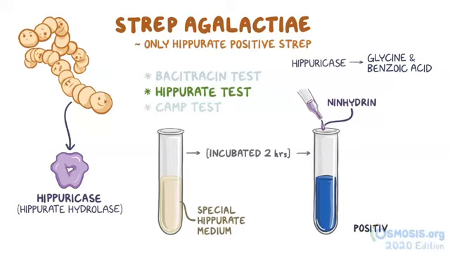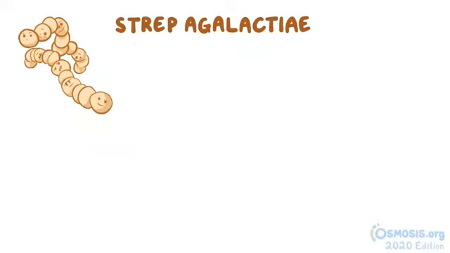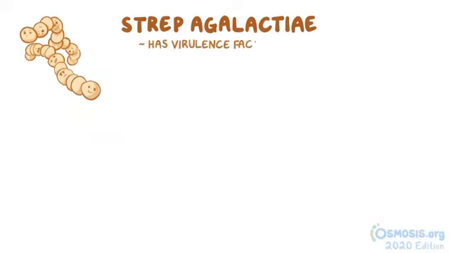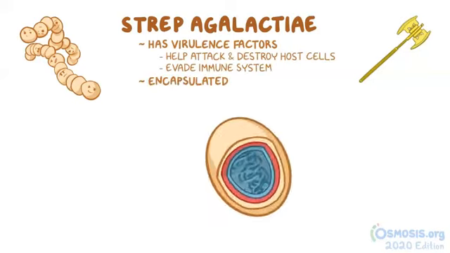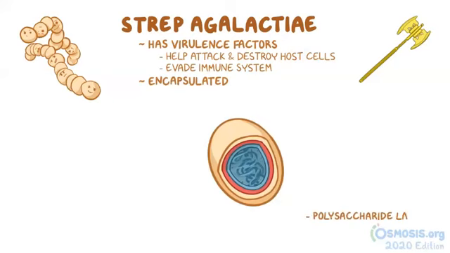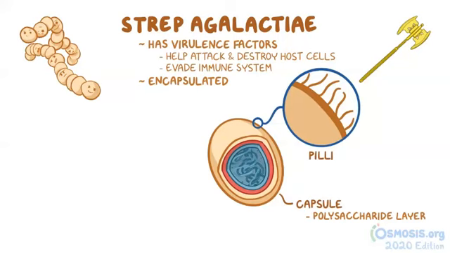deep blue, or positive. Alright, now Strep agalactiae has a number of virulence factors that are assault weaponry and help it attack and destroy the host cells, and evade the immune system. First, Strep agalactiae is encapsulated, meaning it's covered by a polysaccharide layer called a capsule. The capsule also has pili, which are hair-like extensions that help the bacteria attach to a host cell.